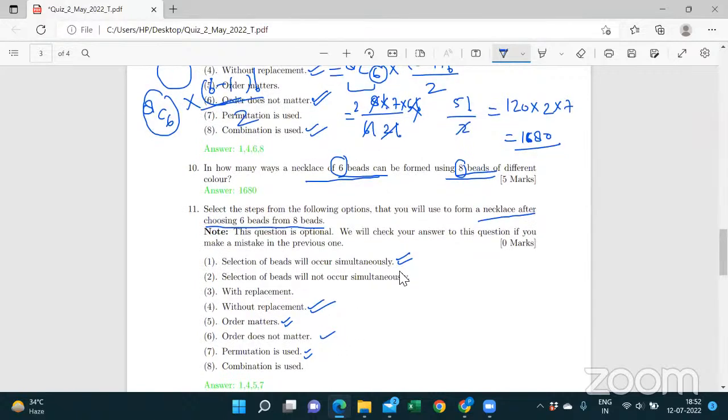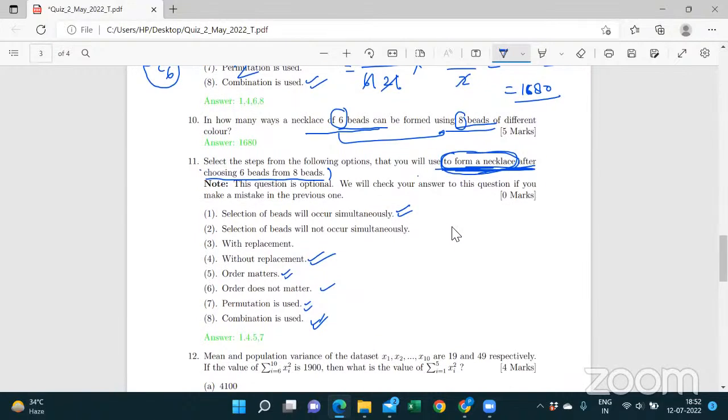You are arranging, and the question is about the steps you will use to form the necklace. In this question we had also done one step, selecting the 6 beads. If the question asked for the steps to select the 6 beads out of 8, then combination would be used. But here it is clearly mentioned: after choosing the 6 beads from 8, which steps you will use to form the necklace. Is that clear for everyone?